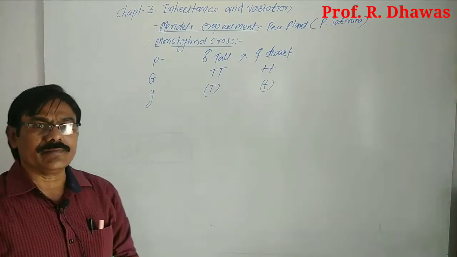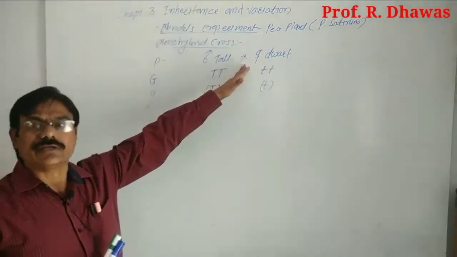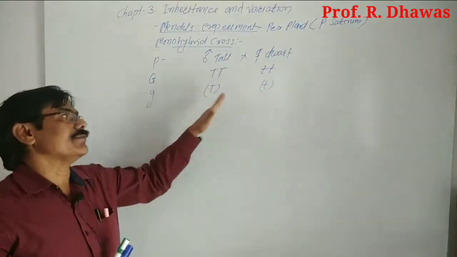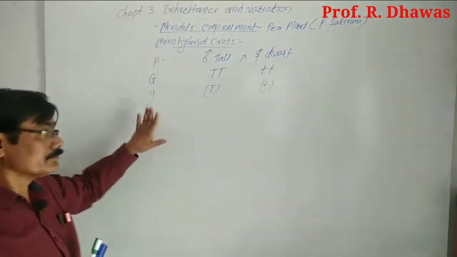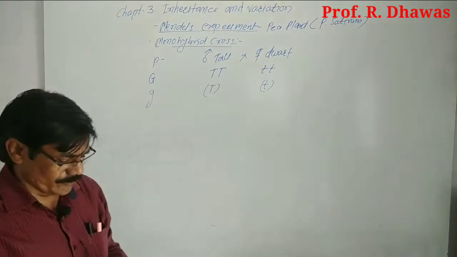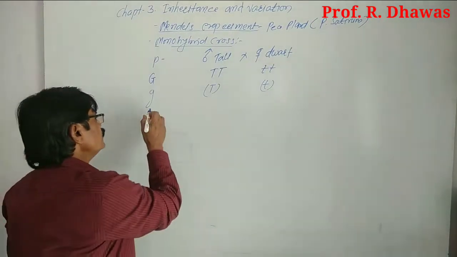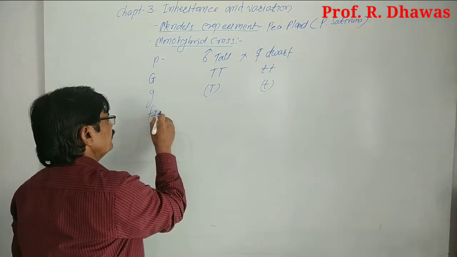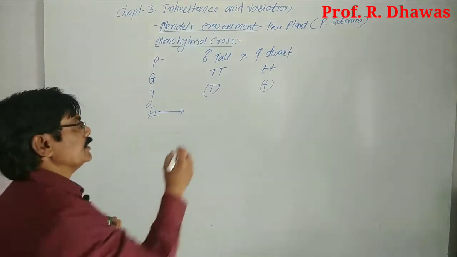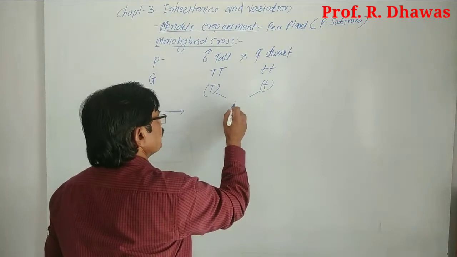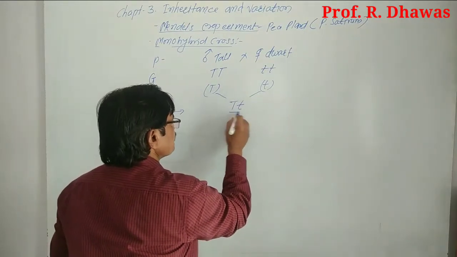What does it mean, pure breeding plants? Both are homozygous in nature. They produce the same type of gametes during gametogenesis. Now, when these gametes fuse together in the process of fertilization, they produce the first filial generation, F1, with a combination of capital T and small t.